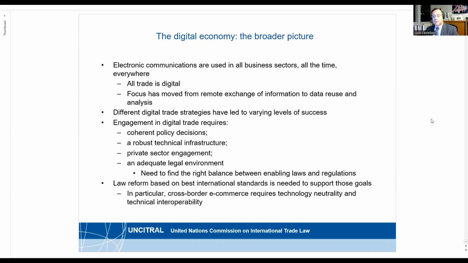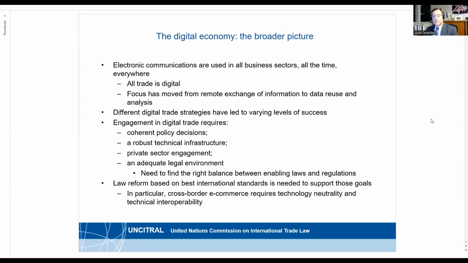And here I would like already to stress that there is a need to find a right balance between what we call enabling laws and the regulations. The enabling laws, typically represented by UNCITRAL texts, are those laws that want to promote, support, facilitate electronic exchanges, including by addressing some obstacles that could arise from existing texts. Regulations, on the other hand, set some requirements, some conditions that must be met so that electronic exchanges can take place, for instance, safely, or that different interests are taken in equal consideration.